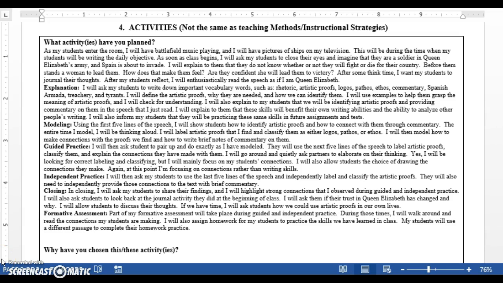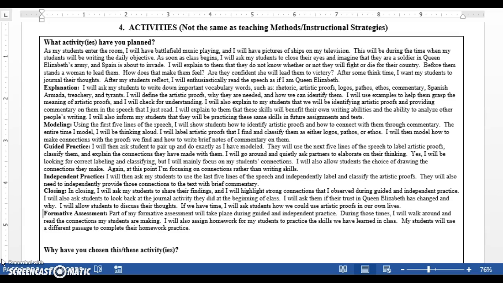For this second activity, I will have my students write down important vocabulary words. These are going to be words from the objective, the literary devices that they will be using that day, such as artistic proofs and logos, pathos, and ethos, and commentary, and then also words that they will come across in the text.